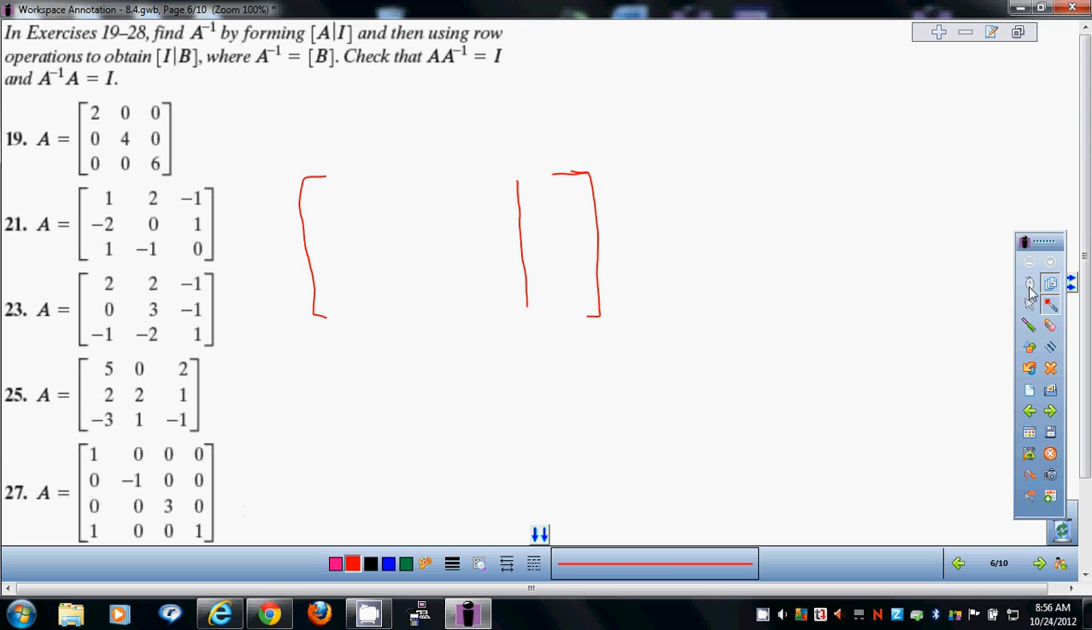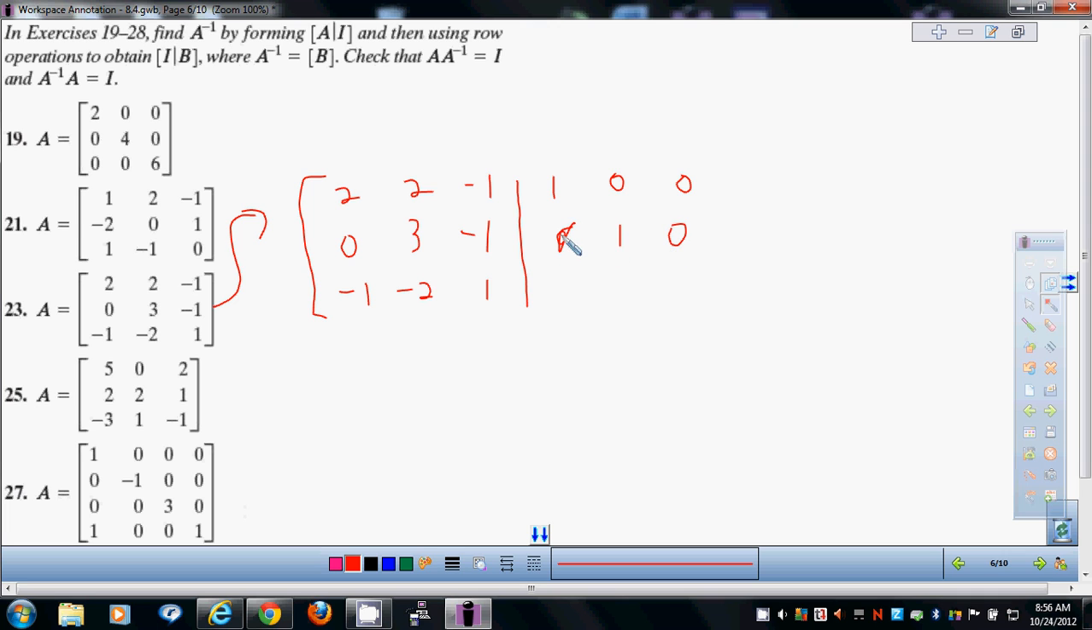Actually, I didn't write this correctly. You convert it. You just basically write the whole thing again. Let's do 23. So it's going to be 2, 2, -1, 0, 3, -1, -1, -2, 1. Now brace yourself. Some of you are probably going to hate this. You're going to put up a little partition, just like we did with our augmented matrices when we put our answers over here. But now you're not going to put your answers over here. You're going to put your identity over here.